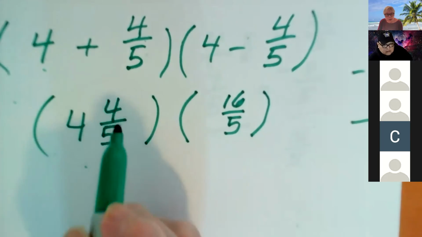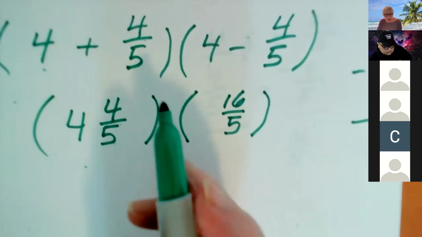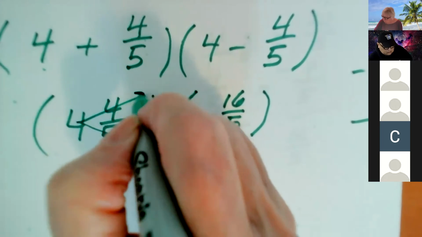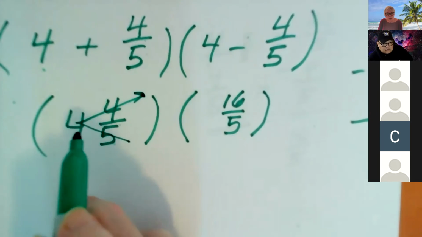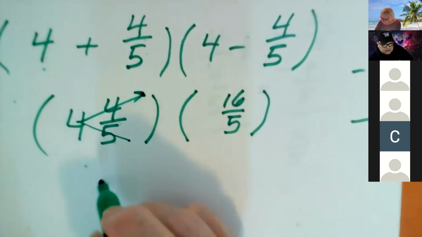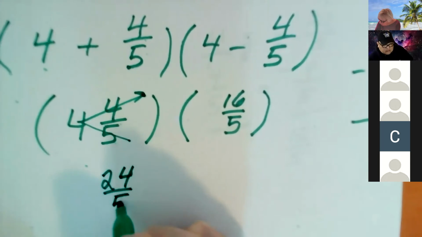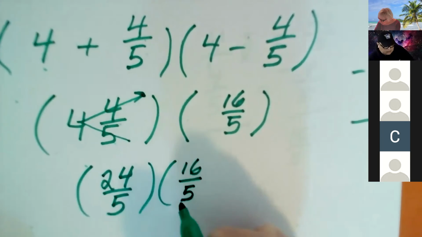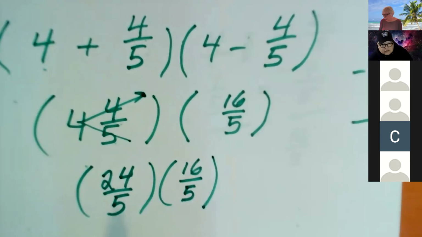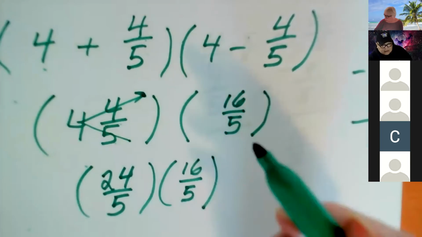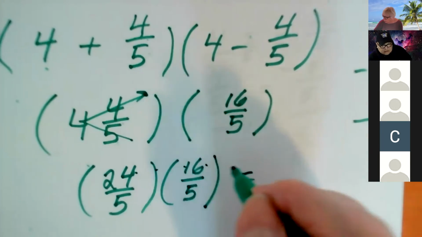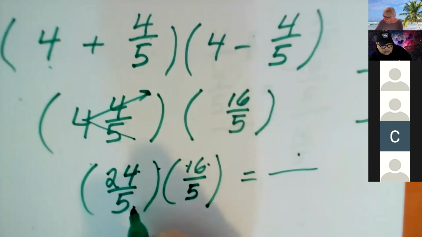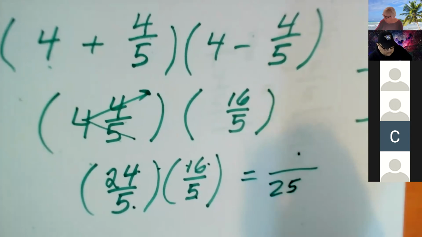This needs to be turned into an improper fraction, or what I call a simple fraction. 24/5 times 16/5. Oh, that's what I got wrong. And the trouble is, nothing cancels. So you're gonna have to then multiply 24 times 16 and put it there. 5 times 5 is 25. That one's easy. And so then you work from there.